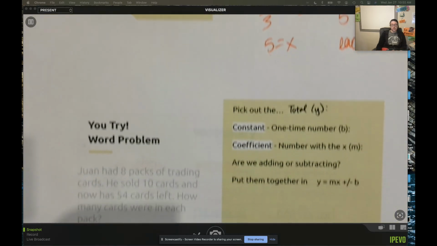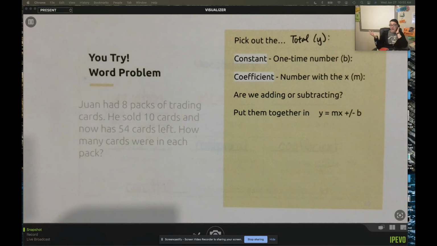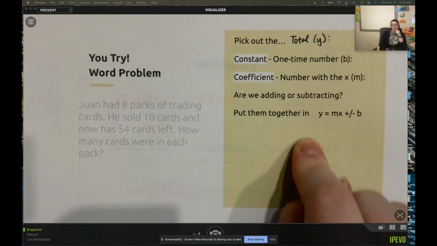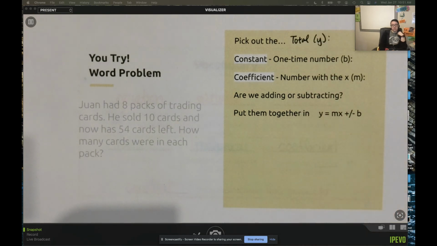Go ahead and try this one on your own. If you like using the algebra tiles to model it, use algebra tiles. If you like using this method of pulling out information, use that method. Pause the video though, try it on your own, and then check back with me.